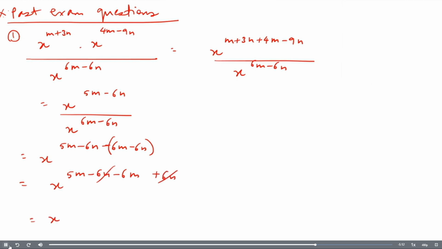Which is equal to x to the power minus m. This is the answer. You can also express it as 1 by x to the power m. Both are same. But in the four options given in this question, option A is x to the power m, option B is x to the power minus m, option C is x to the power n, and option D is x to the power minus n. So here the answer is option B.